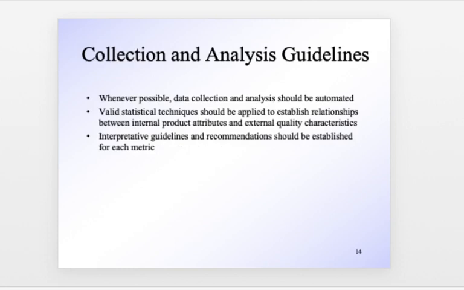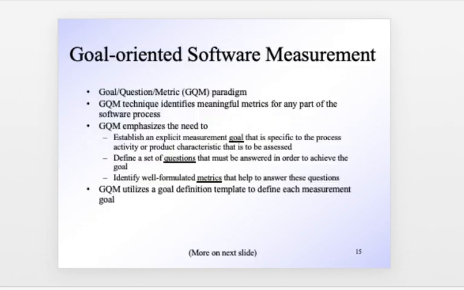If you look at collection and analysis guidelines, it is always important to note that, whenever possible, all of this data collection and analysis should be automated in order to minimize errors. So we have goal-oriented software measurement, where you have the goal, question, metric paradigm, which emphasizes the goal, a set of questions, and well-formulated metrics.